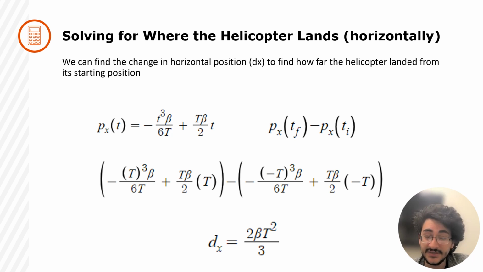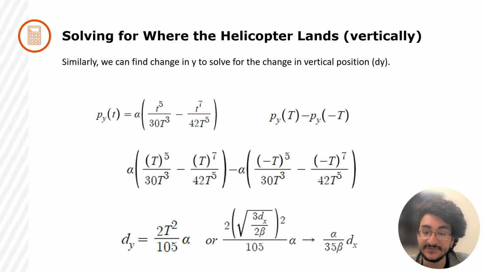This can be done by getting the initial horizontal position and subtracting it from the final horizontal position, which we can get down there at the very bottom of this slide. This makes sense because beta is a constant of acceleration and it is being multiplied by time squared, which means that this is overall going to just be a unit of distance.